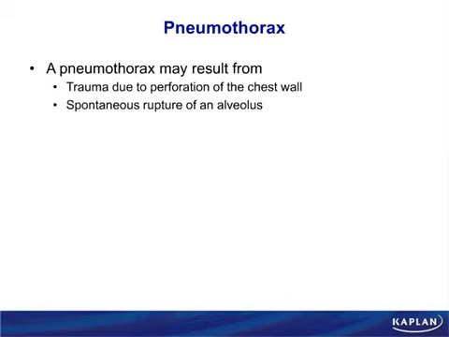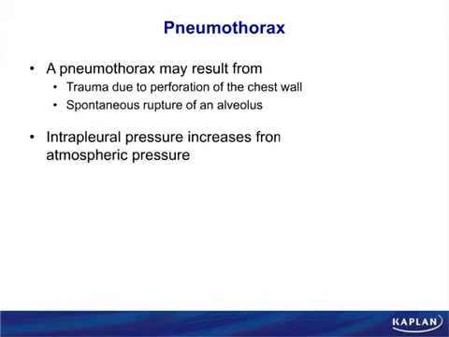An important disturbance or problem with the respiratory system, you could call it a pathology if you wish, is a pneumothorax. By definition, a pneumothorax is air in the interpleural space. How can we get a pneumothorax? Well, trauma due to perforation of the chest wall. Okay, imagine a gunshot wound or a knife or something that penetrates the chest wall from outside, and also spontaneous rupture of alveoli. Now, if we breach the chest wall and open that space, then interpleural pressure is going to go from -5 to atmospheric pressure.